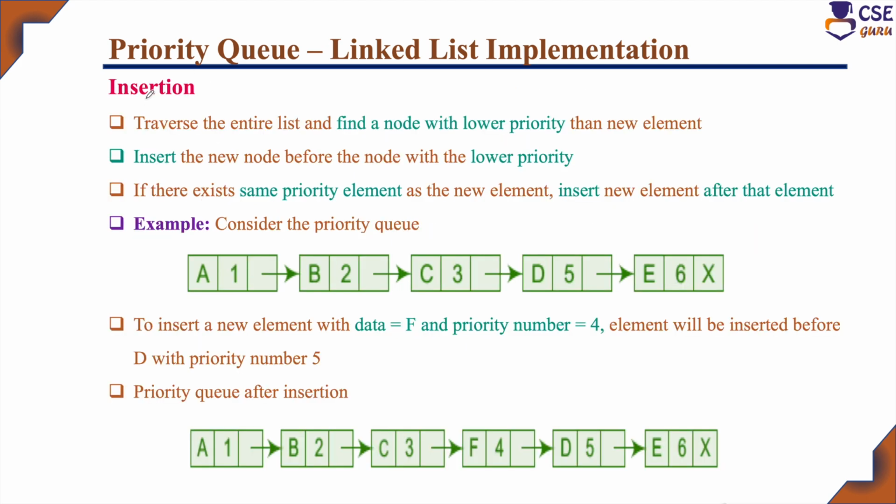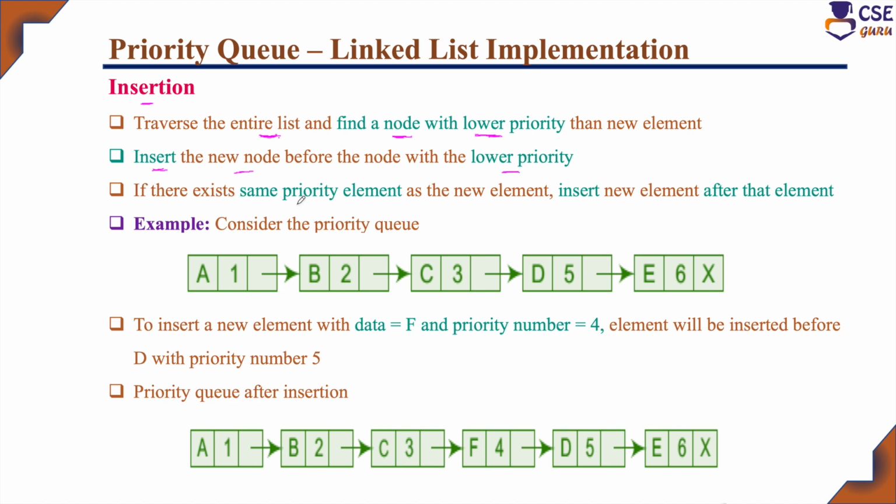Next, how to perform insertion in the linked list implementation of a priority queue. To insert a new element into the priority queue, first we need to traverse the entire list and find a node with lower priority, because we are considering a sorted list. Find the node with lower priority compared to the node we are going to insert. Then insert the new node, that is the new element, after that lower priority element.